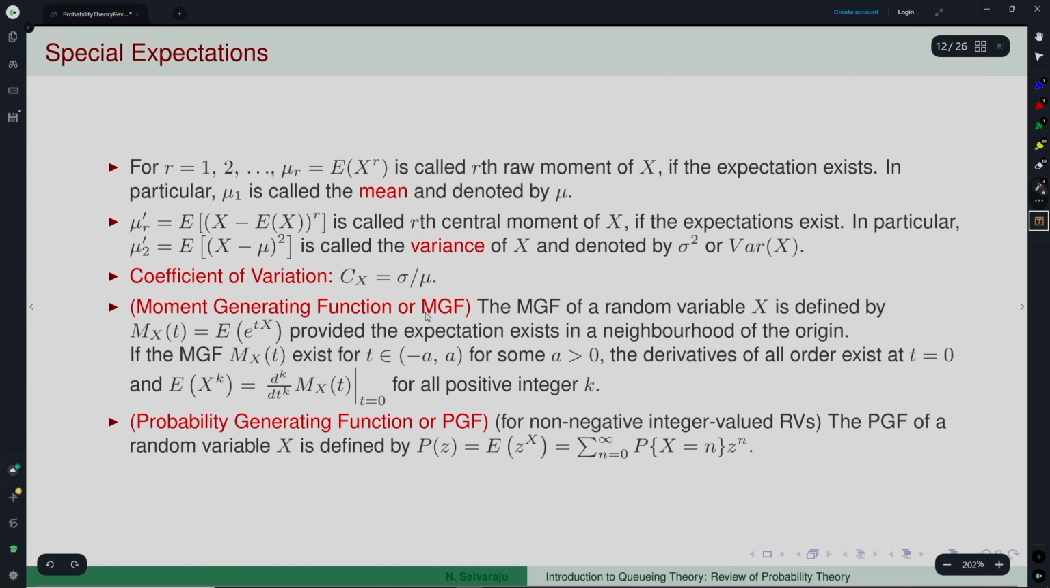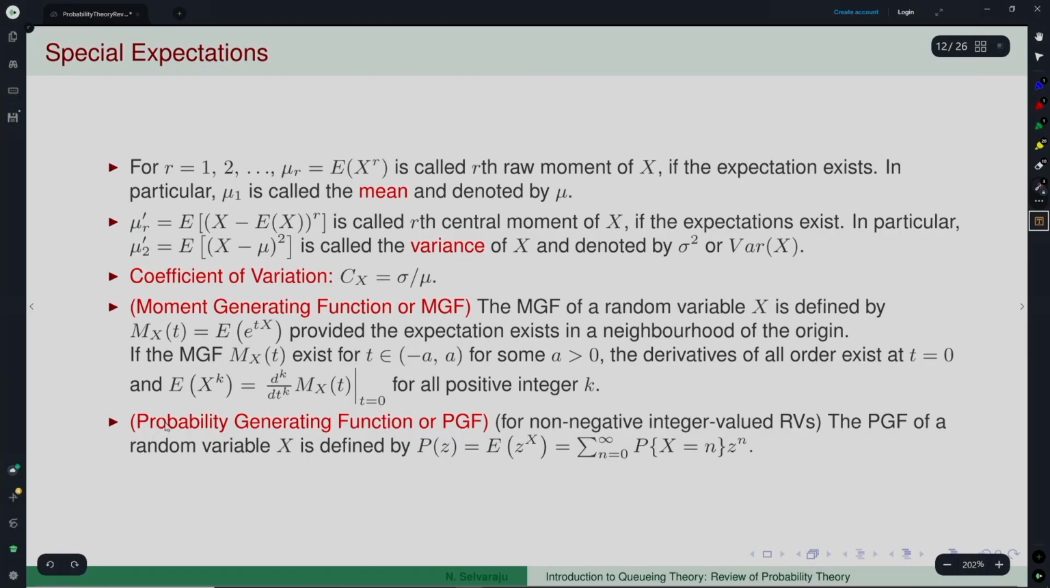And whenever this MGF does not exist, of course, as you know, the MGF need not exist for every random variable, then people have to work based upon the characteristic function, which always exists, which is defined to be the expectation of e to the power itX. So, that always exists, but it is more complex to work with, but whenever the MGF exists, we will be working with only MGFs here.